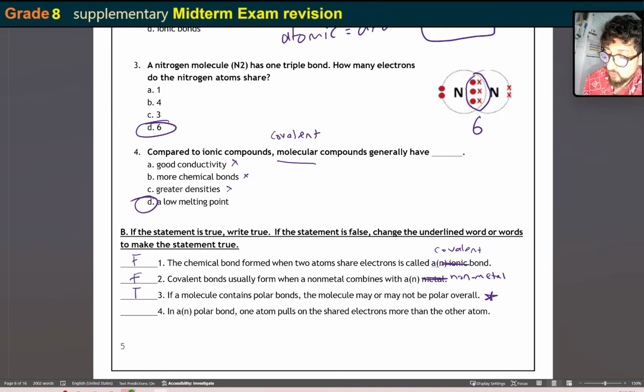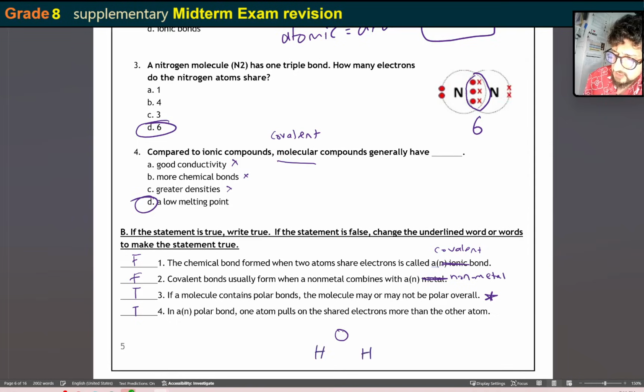In a polar bond, one atom pulls on the shared electrons more than the other. Yes, it's true. So if a bond is indeed polar, it just means that although there's sharing of electrons taking place between two non-metals, if they are different non-metals, one of them would probably be pulling on the electron slightly more strongly than the other, therefore resulting in a small charge. So an example of this that you would see quite readily is in water.